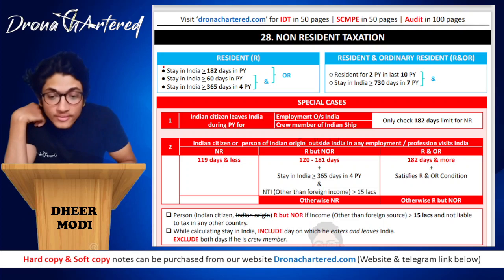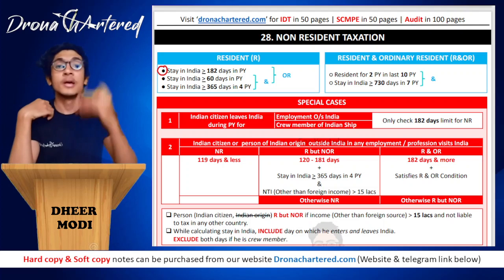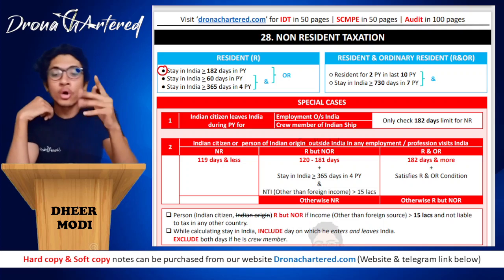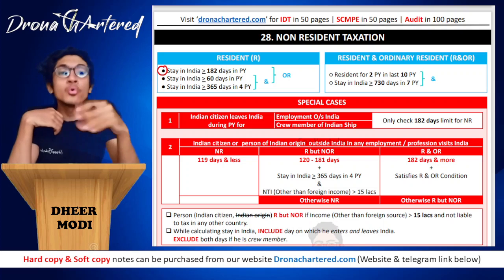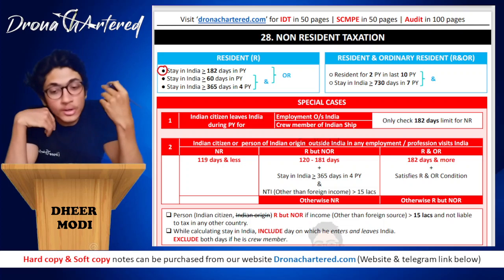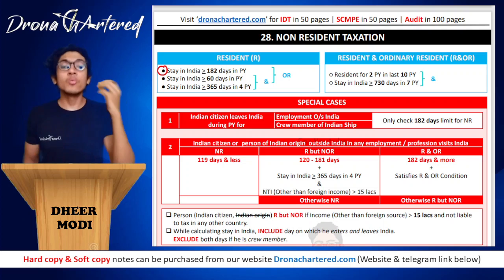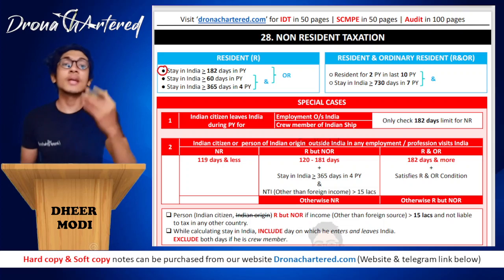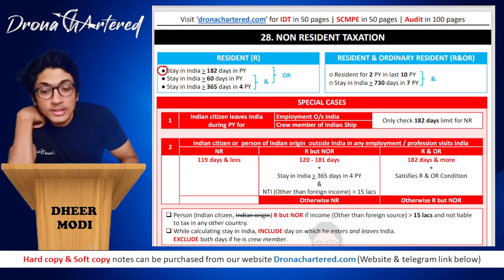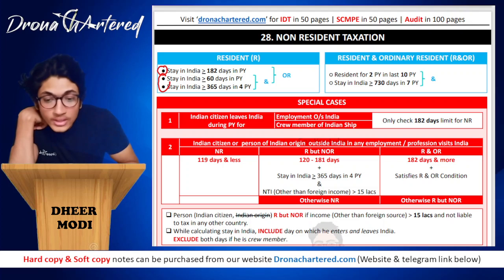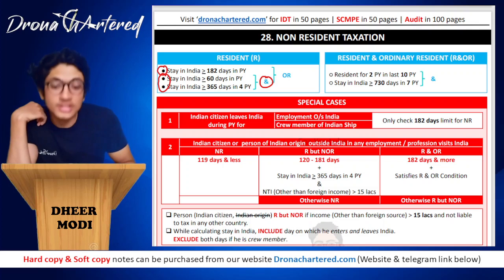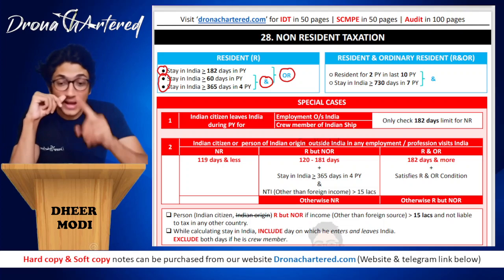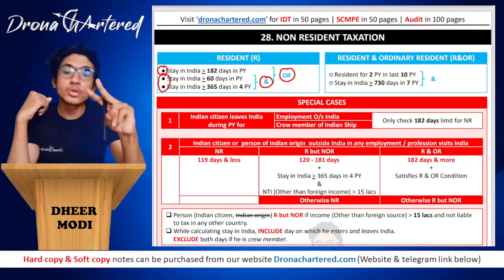First condition: you have to check if the stay in India is equal to or more than 182 days in the previous year. If it is, you will automatically become a resident. Now what if your stay in India was less than 182 days? In such a case, you have to check both of these conditions together. That means both of them should be satisfied. Conditions 2 and 3 are an AND condition, and these three are an OR condition. That means either satisfy the first one or satisfy both 2 and 3.